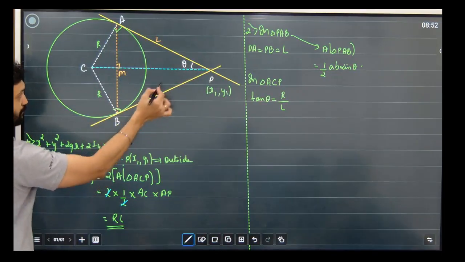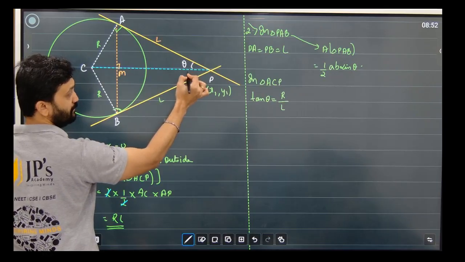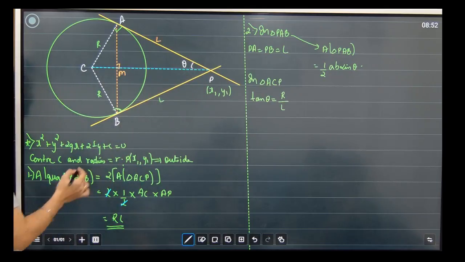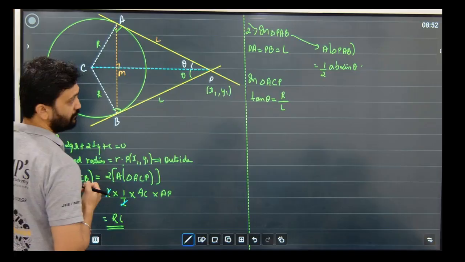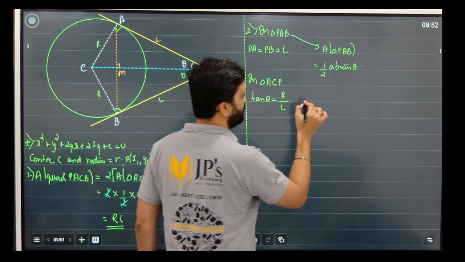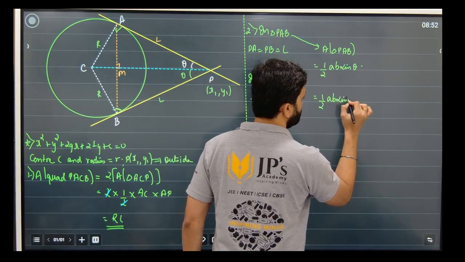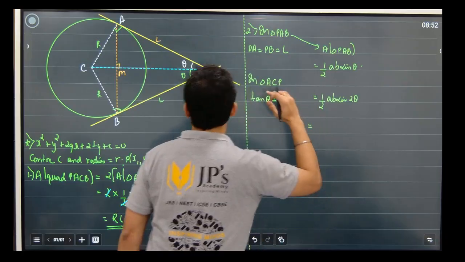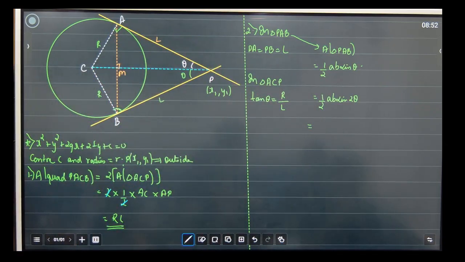This is theta, half AB sin theta, but this is not theta here. It is sin 2 theta, because this is half theta, so where will the remaining half theta be? It will be here. So basically the area of triangle PAB will become half AB sin 2 theta. A is one side which is L, B is another side which is L. Did you guys understand this?